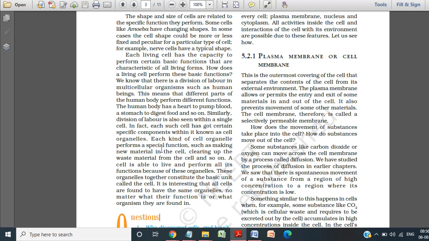Each kind of cell organelle performs a special function, like I told you, such as making new material in the cell, clearing up waste material from the cell, and so on. A cell is able to perform all such functions because of these organelles. These organelles together constitute the basic unit called the cell.